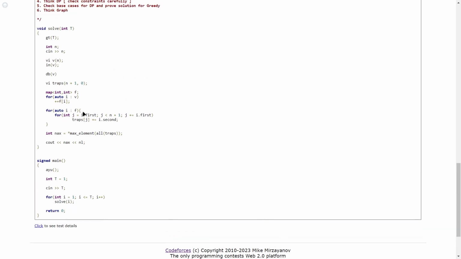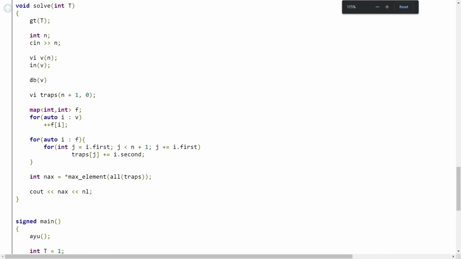So you will see it here. What I've done is, I've created a traps vector which is going to have all values initialized with 0, and I've also taken input in the vector v, and I've also initialized a map f which is going to store the frequency of all the elements. Now I'm just traversing through the map, and I'm starting from j is equal to i dot first until j is less than n plus 1. I'm just going to increment the value of j by i dot first each time, and this value of traps of j is going to get incremented by i dot second.